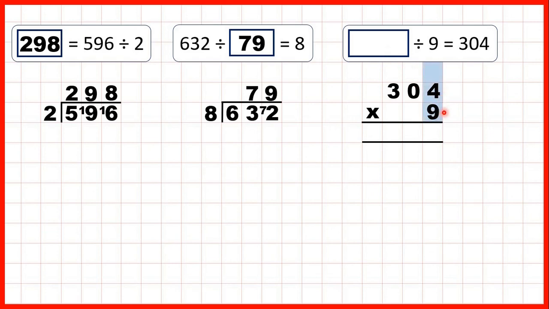4 times 9 is 36, so that's 3, 6, with the first digit written above the next place value column along. 0 times 9 is 0, plus 3 is 3, and 3 times 9 is 27. So our missing dividend is 2,736.